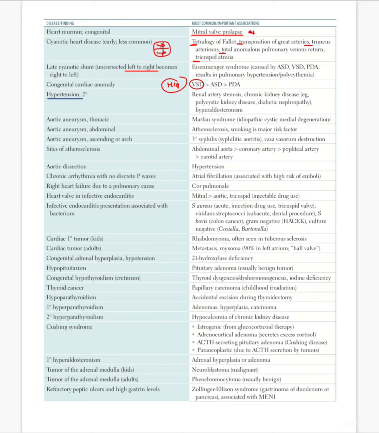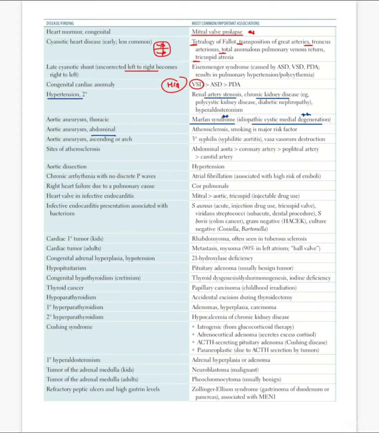Then secondary hypertension, that is not idiopathic, secondary to some other problem like renal artery stenosis, chronic kidney disease, guys. Aortic aneurysm, okay. So Marfan syndrome causes aortic aneurysm, fibrillin 1 defect, guys. And this can cause idiopathic cystic medial degeneration, okay, that is cystic medial degeneration, guys. That is also known as Erdheim medial sclerosis, if you remember your path.